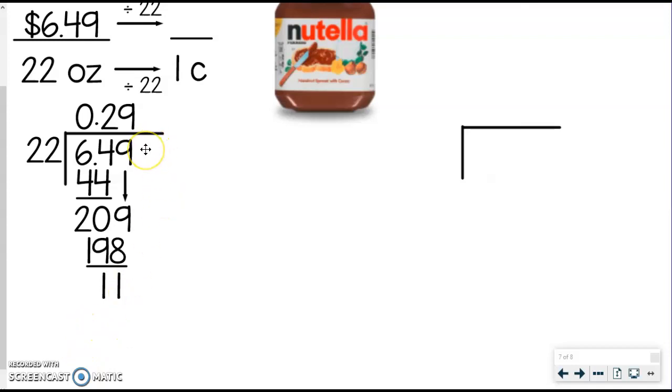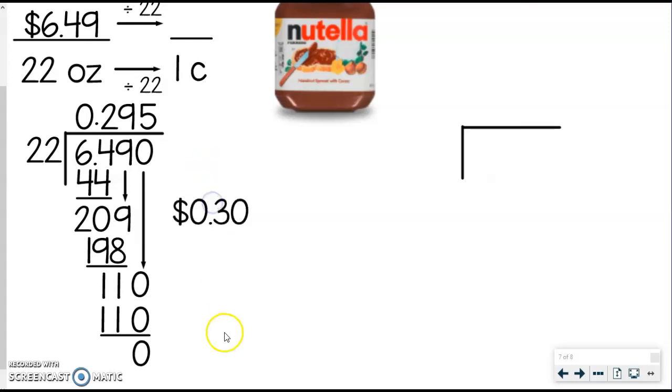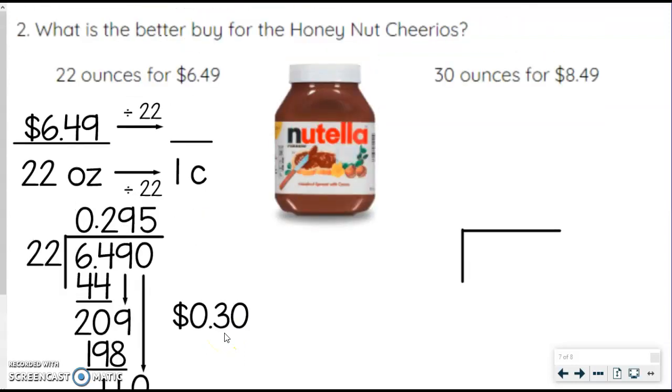Okay, and then we gotta go one more time because we gotta know what this number is, so I'm gonna bring that 0 down, and 22 fits into 110 exactly 5 times. So we end up with 0 leftovers. Now that 5 is gonna make the 9 bump up, which then makes the 20 bump up, right? So it would bump up from 29 to 30, so it's gonna be 30 cents is what we would have as our answer for this one, okay?